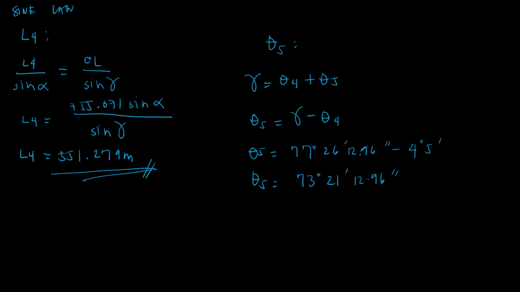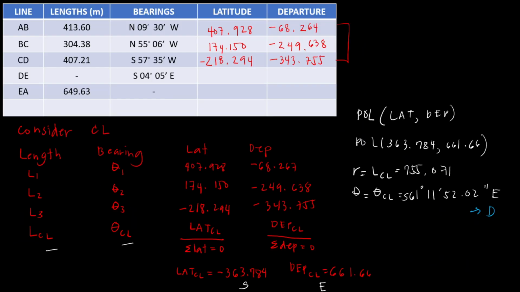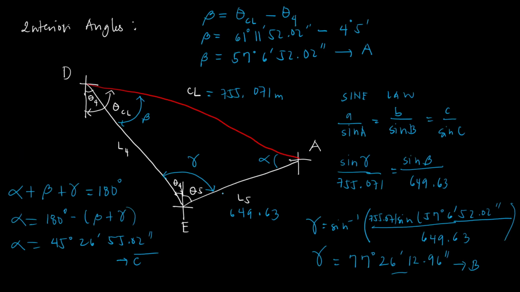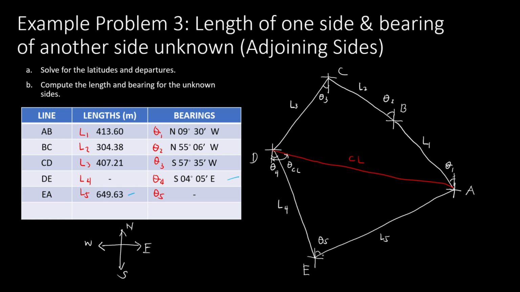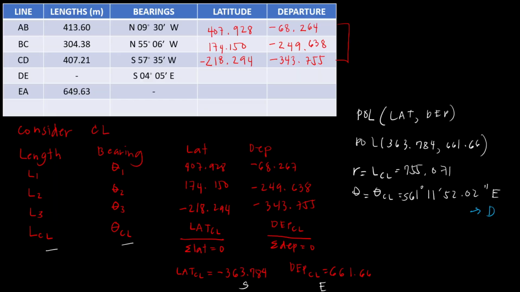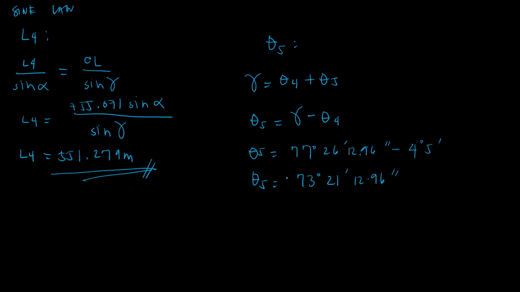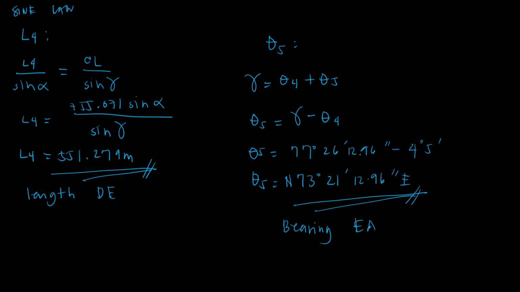And then, yung direction ng bearing natin, so, dito mapapansin nyo, yung direction natin is northeast. So, ilagay natin northeast. Ayan, northeast. So, yan yung sagot natin for yung bearing. Ito yung L4, ito yung length ng DE natin. Tapos, itong theta 5, ito yung bearing ng line AE natin.